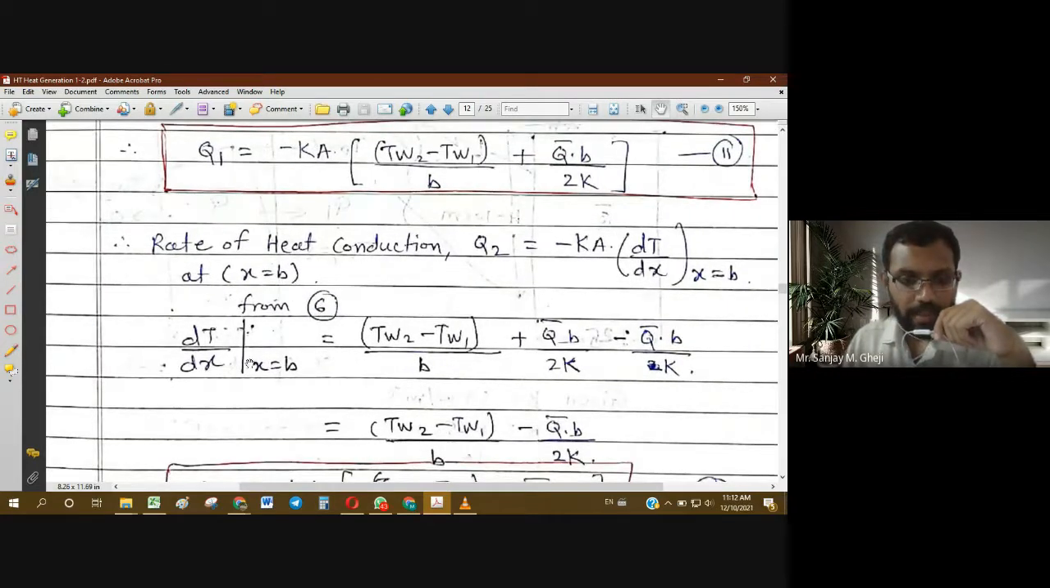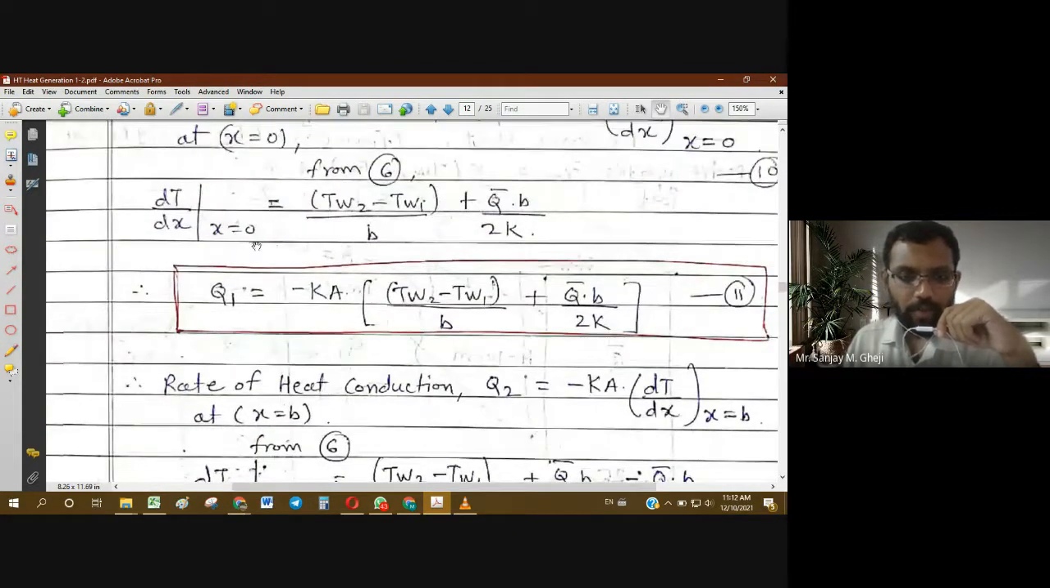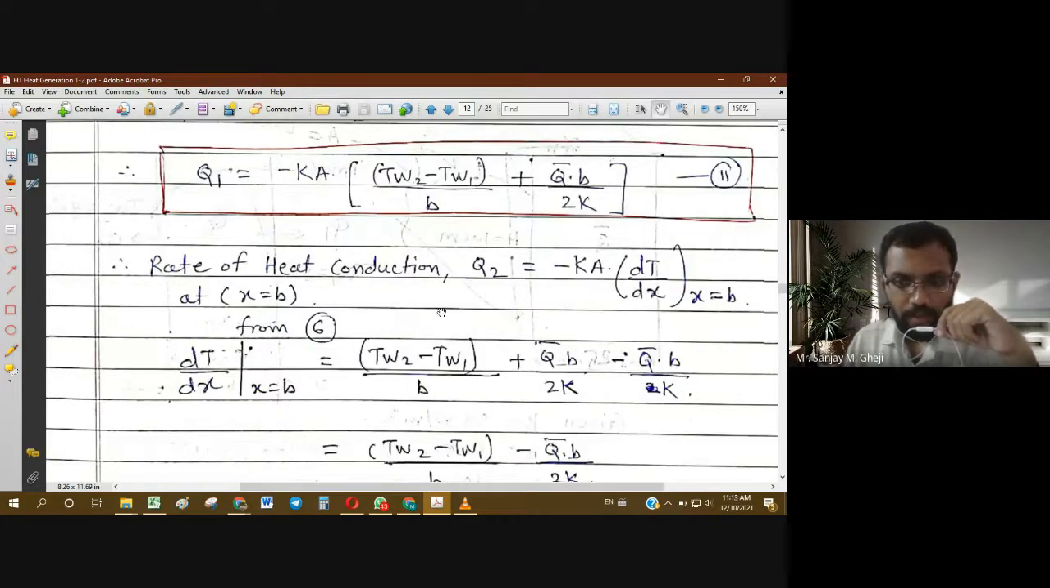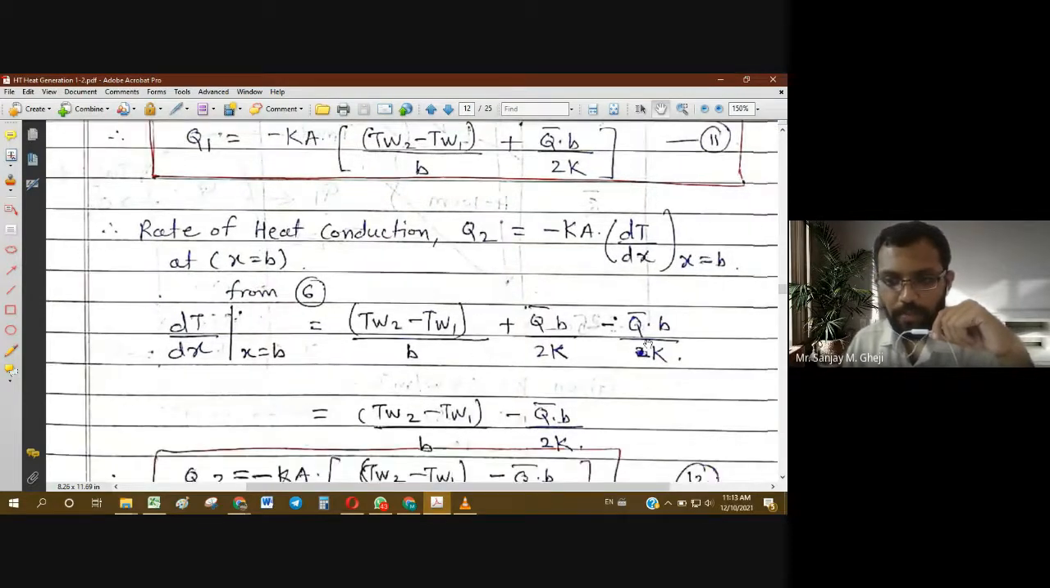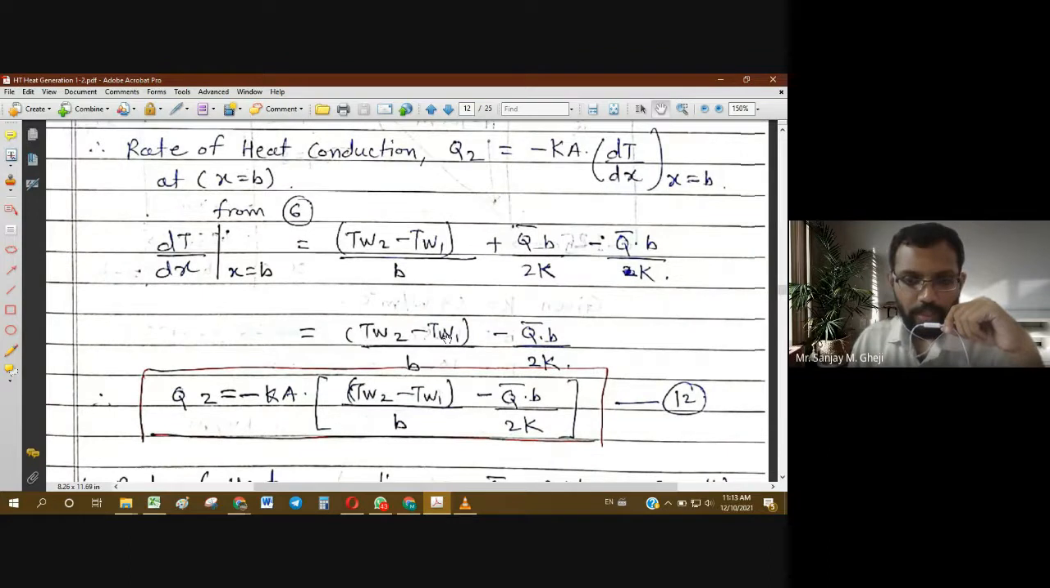So again, using the same equation and putting x equal to b, we get this large expression. Here it was simple because we had to put only x equal to 0, so all those terms got cancelled. That is why only two terms are left there. But here we are putting x equal to b, so those terms will not get cancelled and will reappear here. So (Tw2 minus Tw1) upon b plus q bar b upon 2k minus q bar b upon k. It will be further simplified because these are the same terms, only this is the half part. So (Tw2 minus Tw1) upon b minus q bar b upon 2k.